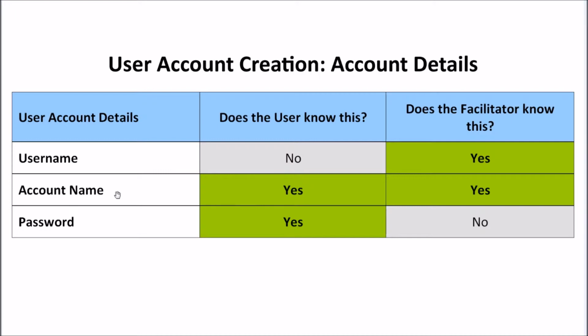So as mentioned, the username is one of the two codes needed to open your account. The username is created by a facilitator during the first part of your account setup. As we'll explain shortly, the other code that is needed to open your account is the password, which you create and you keep. The username itself is kept by the facilitator and is stored securely within the RCI system. And that's why we have the no here to say that you won't know the username for your account.